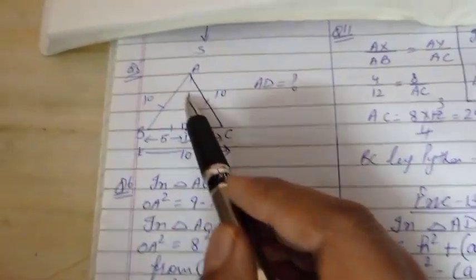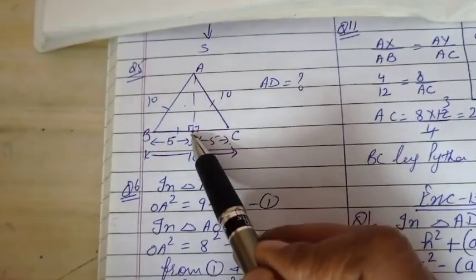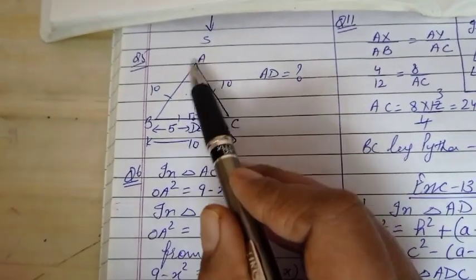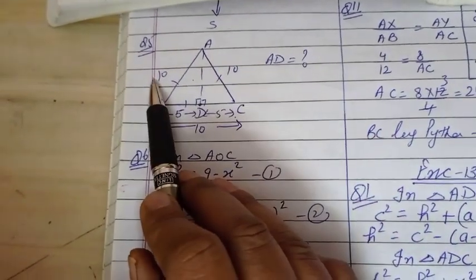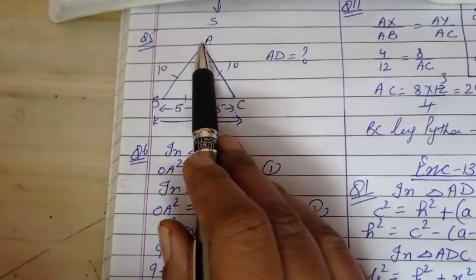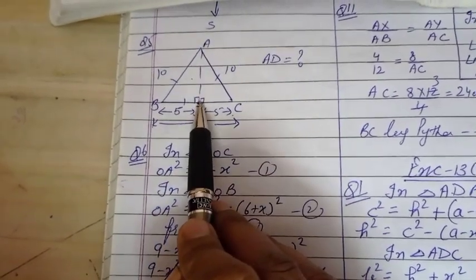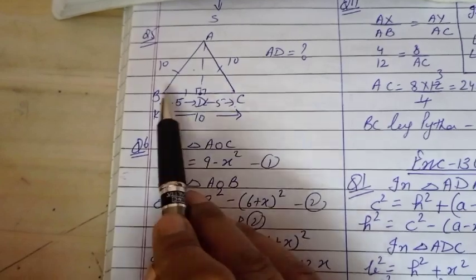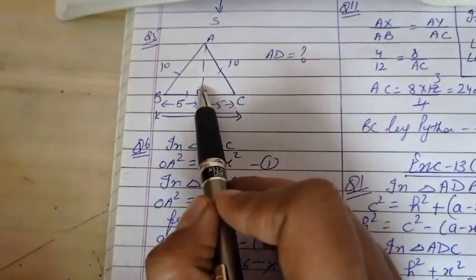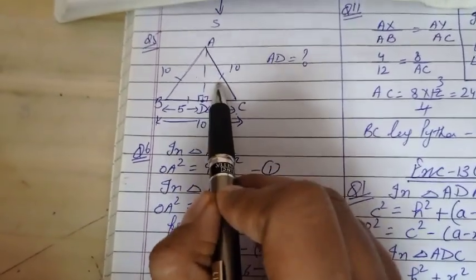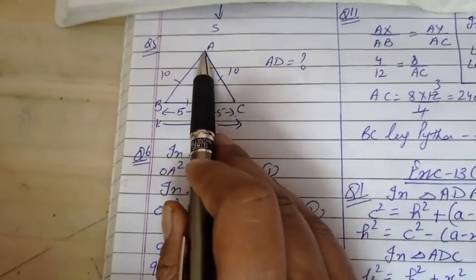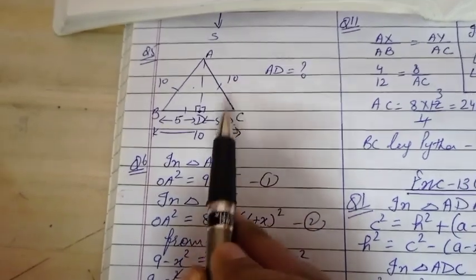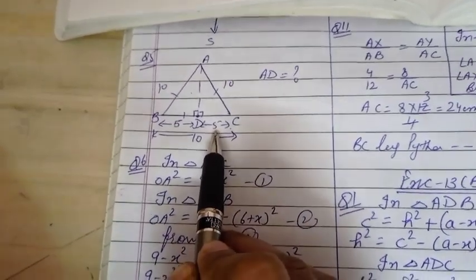Question number 5. AD is drawn perpendicular to base BC of an equilateral triangle. This is an equilateral triangle. All sides are 10 centimeter. Clear? And you know that in case of equilateral triangle, the perpendicular is the median. It divides the base into two equal parts. Very simple, children. Both are right triangles. Use any of the triangles. This is 5, this is 10. You can easily find the length of AD. That will be 10 square minus 5 square whole under root.